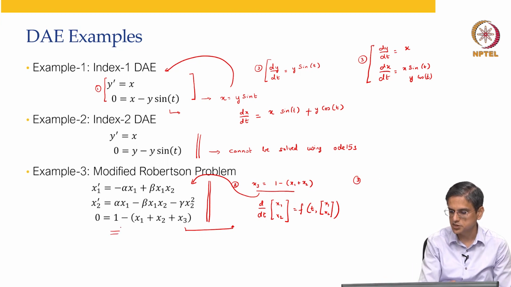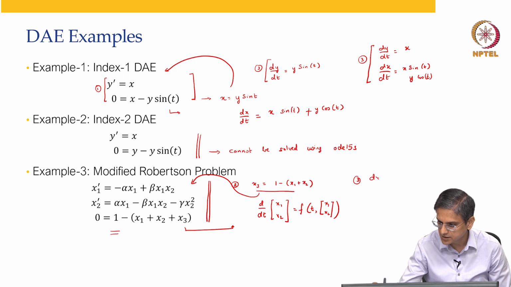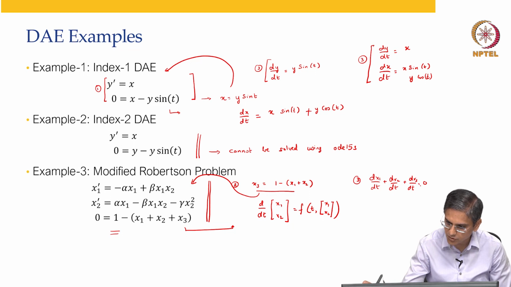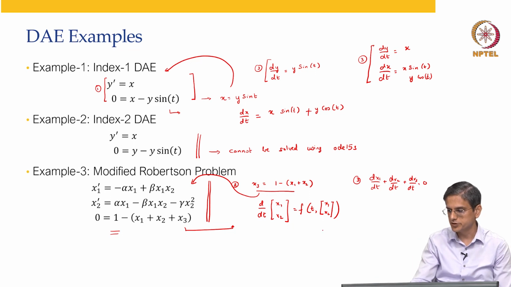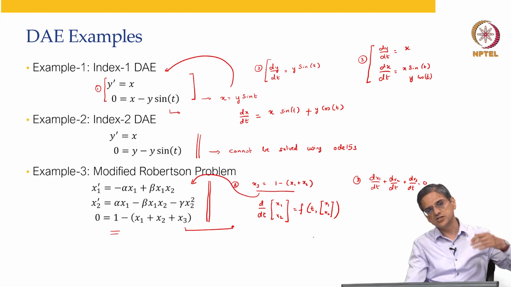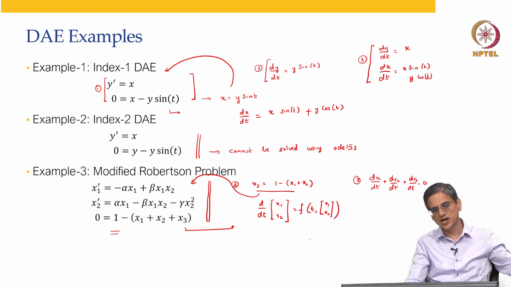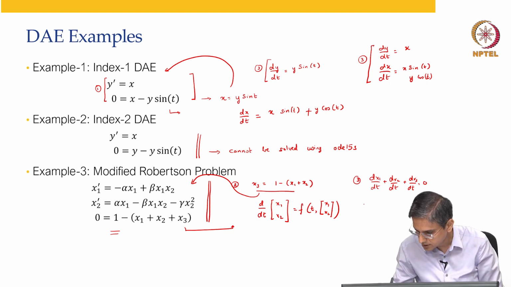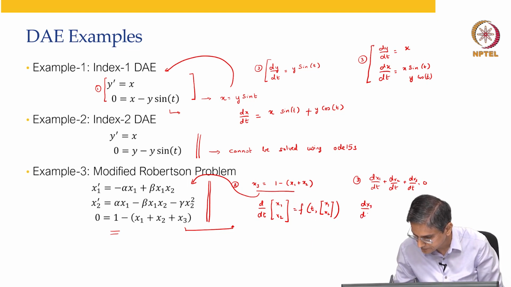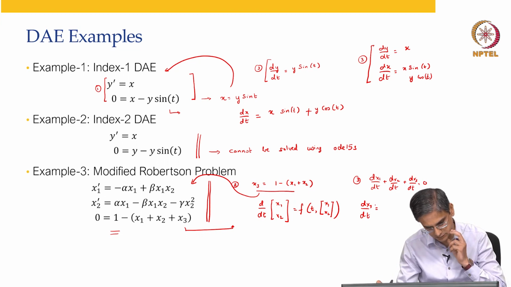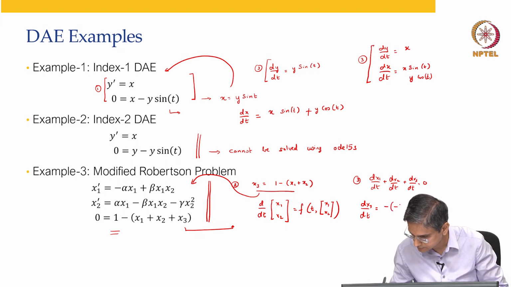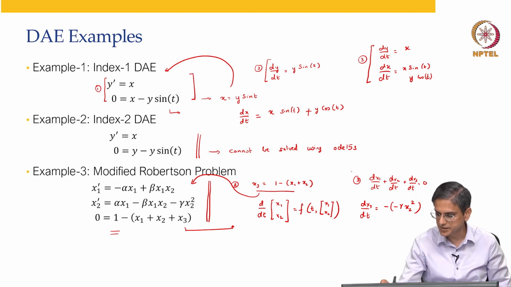You can differentiate this equation and you will realize that what you get is dx1 by dt plus dx2 by dt plus dx3 by dt is equal to 0. So dx3 by dt is just the negative of x1 dash plus x2 dash. You add those two and you will get dx3 by dt.